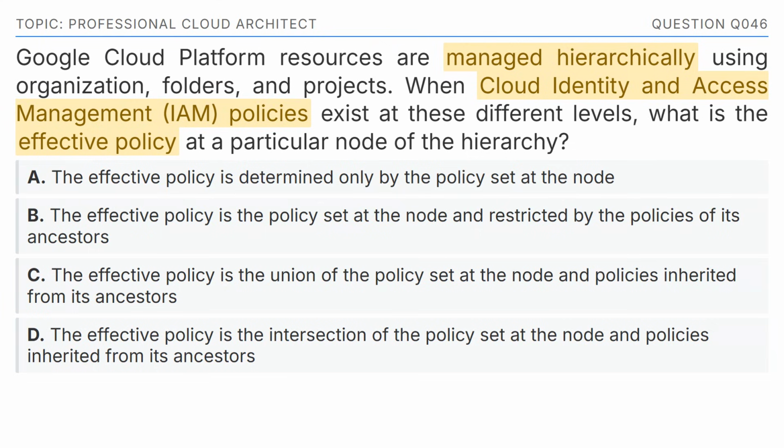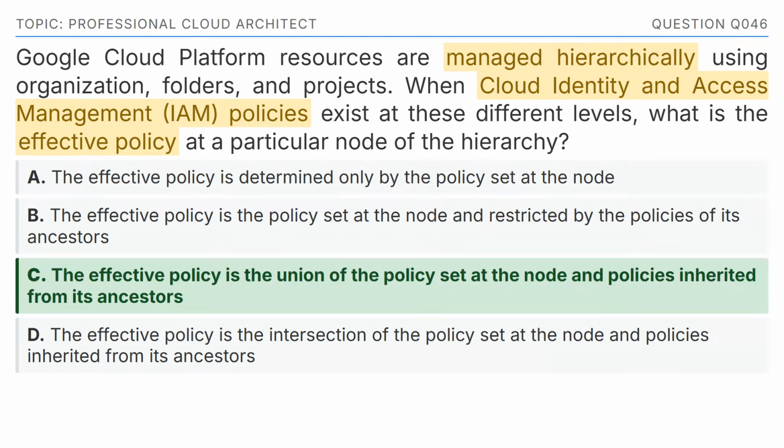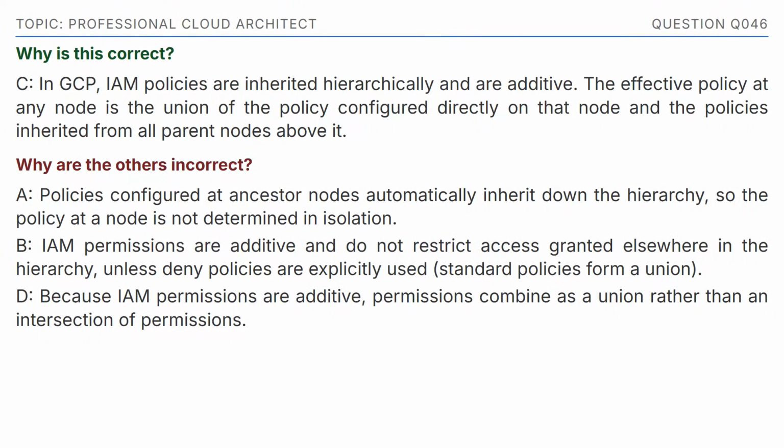To arrive at the correct answer, we focus on the keywords: managed hierarchically, Cloud Identity and Access Management, IAM, policies, effective policy. The correct answer is option C. The effective policy is the union of the policy set at the node and policies inherited from its ancestors. Why is this correct? C. In GCP, IAM policies are inherited hierarchically and are additive. The effective policy at any node is the union of the policy configured directly on that node and the policies inherited from all parent nodes above it.